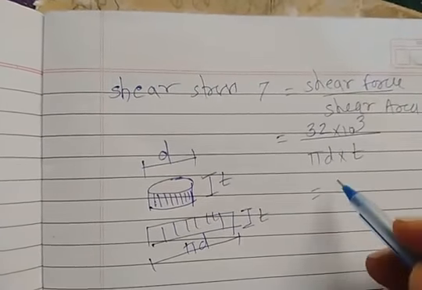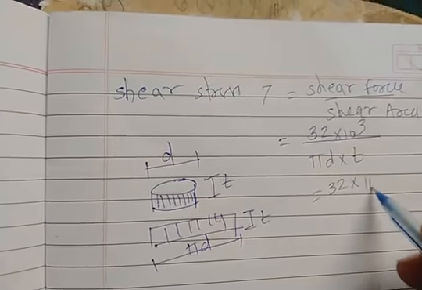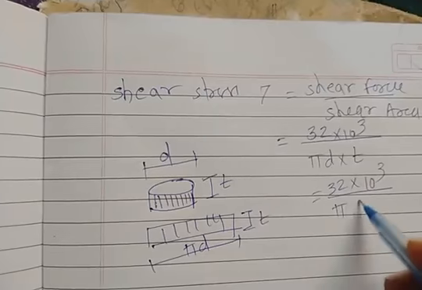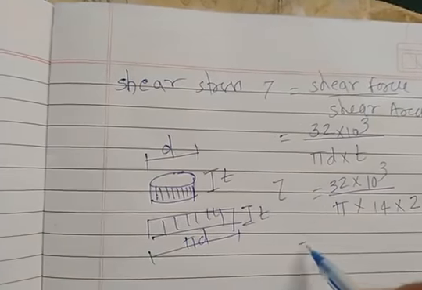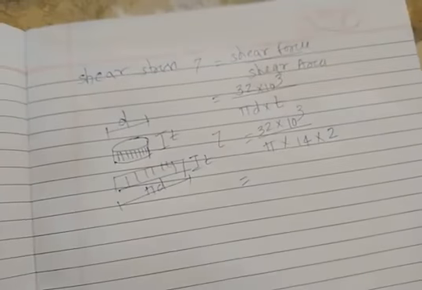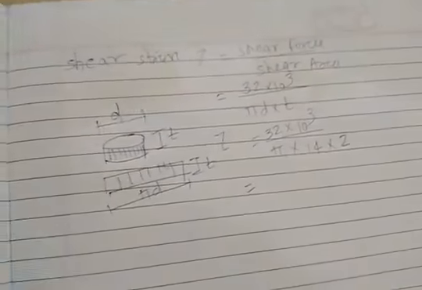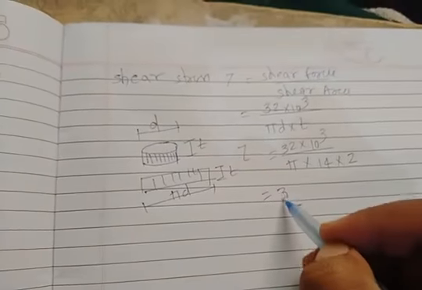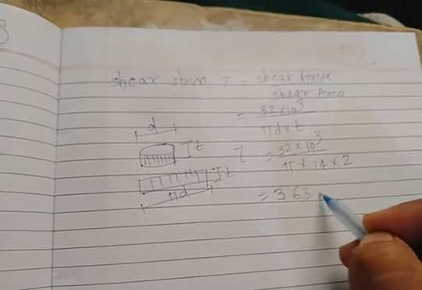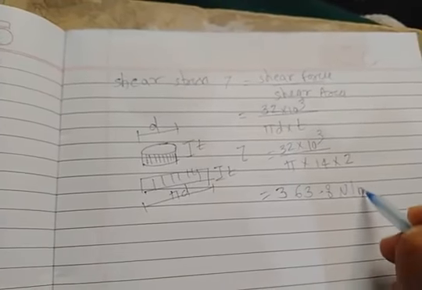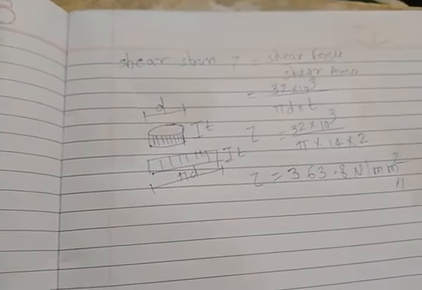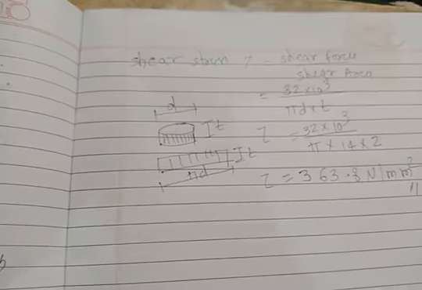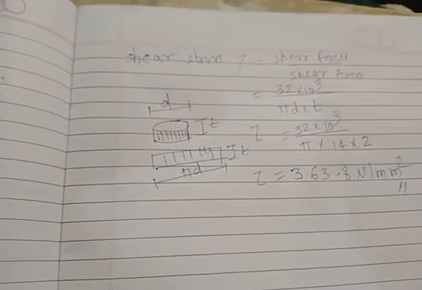So putting the value of diameter d and thickness t, we get 32 into 10 raised to 3 divided by pi into diameter 14 into thickness 2. After making this calculation, we will get the value of the shear stress as 363.8 Newton per mm square. So this is the value of shear stress. In this way we calculated both the values, shear stress as well as compressive stress.